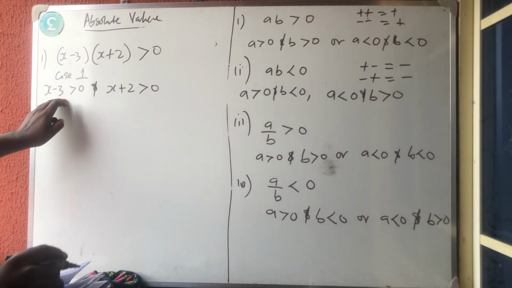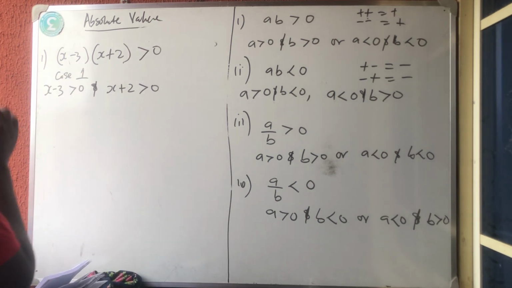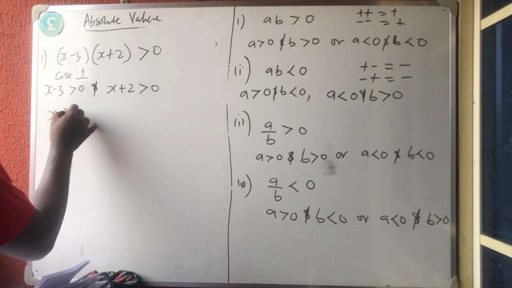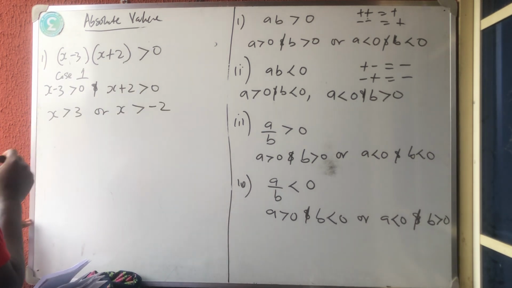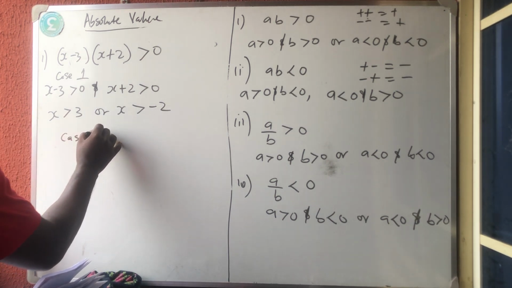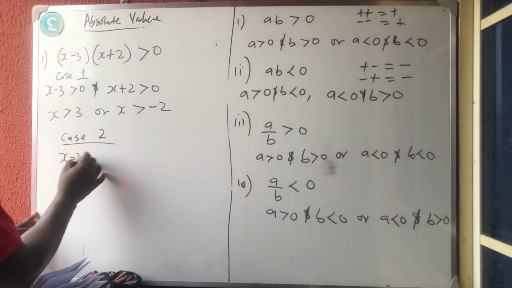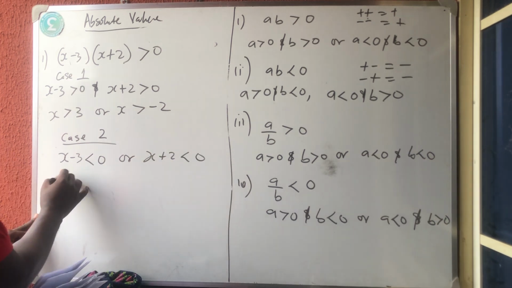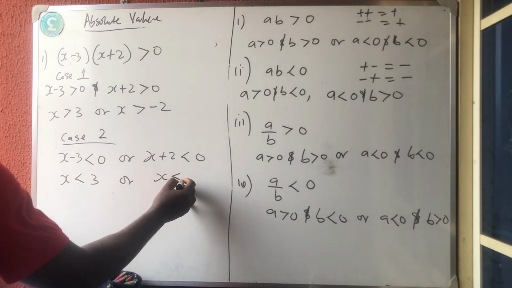That is why the signs will be the same. The first one will be positive and the second one will be positive. This is case 1, which shows that x is greater than 3, or x is greater than minus 2. Then case 2 is that both of them are negative. So I'm having x minus 3 is negative, or x plus 2 is negative. So what do we have now? x is less than 3, or x is less than minus 2.